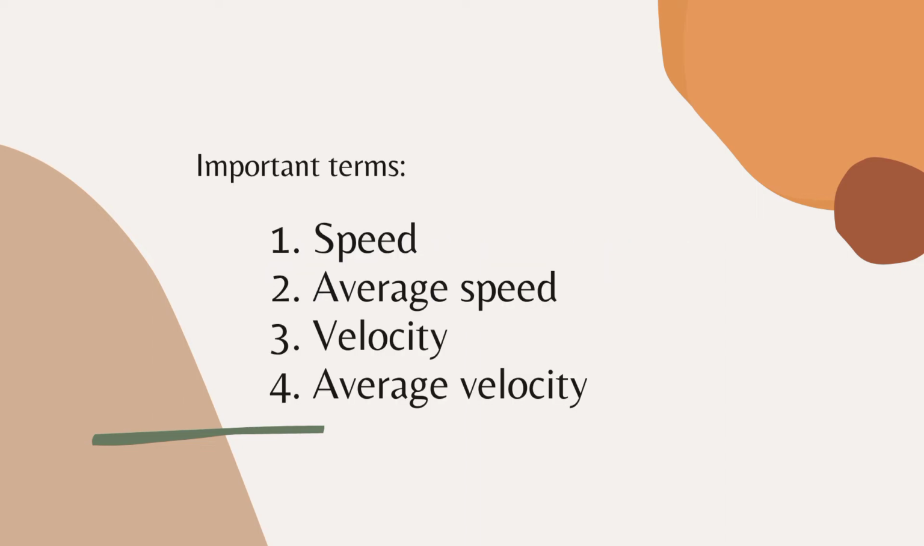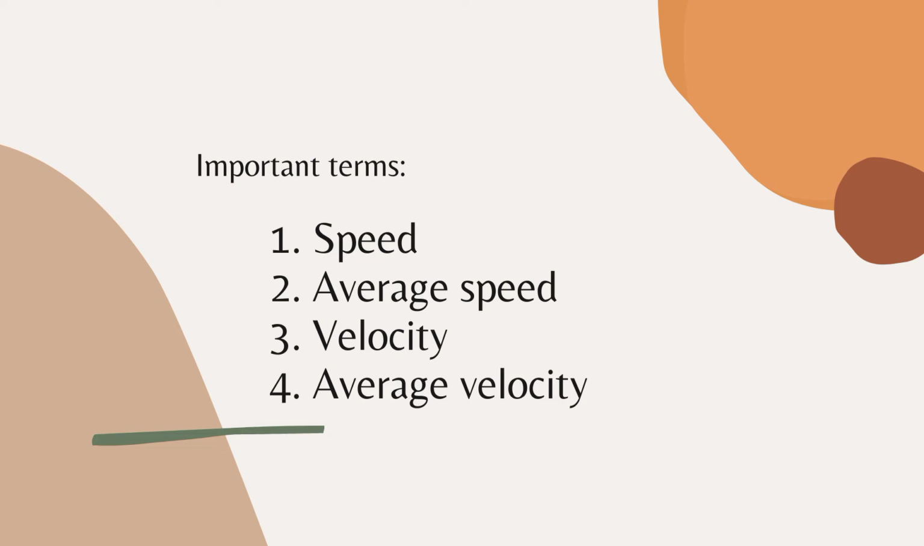Let us get familiarized with the important terms that are related to this topic. First is speed. It refers to the distance an object travels in a given time elapsed without considering the object's direction during the travel. It is just distance per unit of time and is a scalar quantity. Next is average speed. It means the total distance traveled by the object divided by the total time consumed in the travel, or the elapsed time during the travel. It is also a scalar quantity.